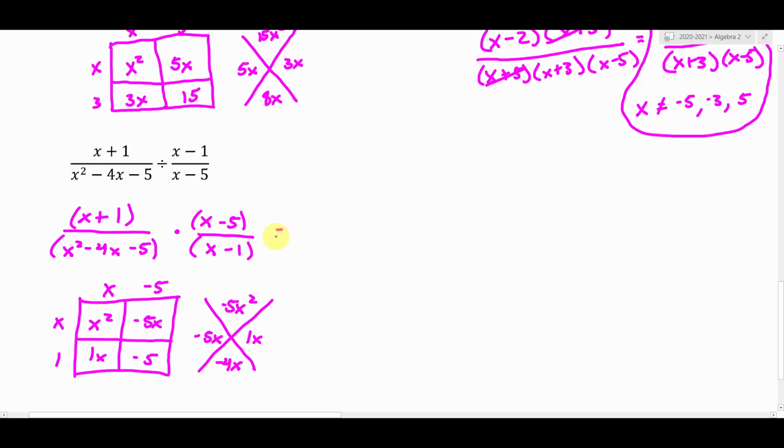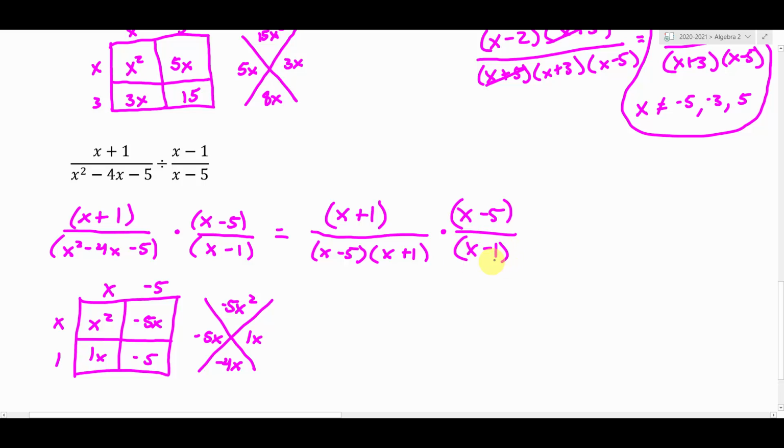Okay, so I'm going to write an equal sign here, and I'm going to rewrite my expression with the factored form in there. All right, so the top didn't change, so we got x plus 1. And then the x squared minus 4x minus 5 changed to its factored form, like this. All right, so I'm going to have x minus 5 in one, and x plus 1 in the other, times x minus 5 over x minus 1. Okay.